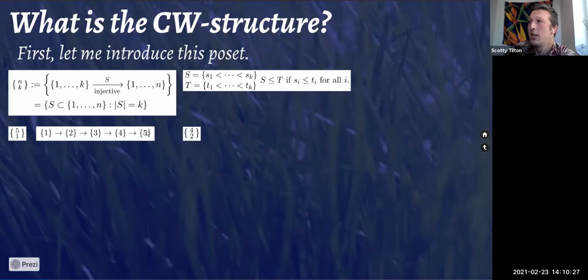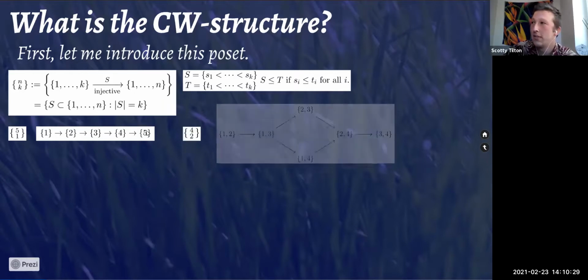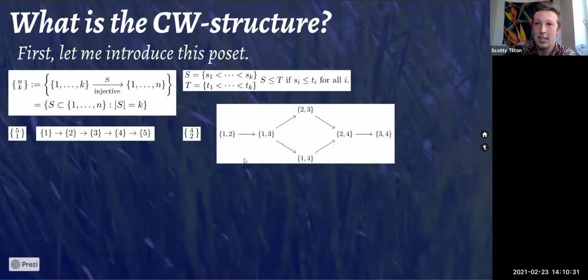Another example would be 4, choose 2. This one is a little bit more interesting. It's not a linear order anymore. The set 1, 2 is less than 1, 3, because 1 is less than or equal to 1, and 2 is less than or equal to 3. Same with 2, 3 and 1, 4. But notice that 2, 3 isn't related to 1, 4, because 2 is bigger than 1, but 3 is less than 4. So there's no relation between these two.